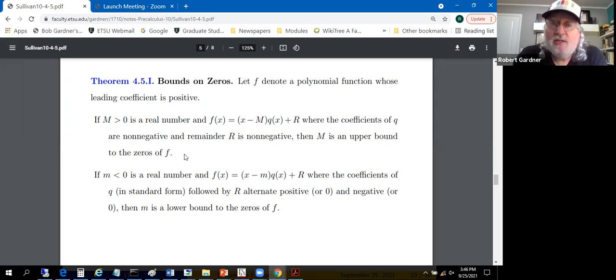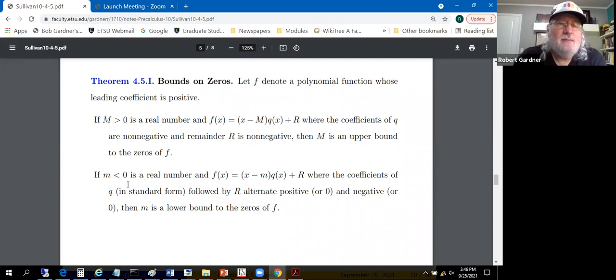So like I said, this works under certain circumstances, and that's the conditions. You do this division and you get the coefficients of q as needed and you get the remainder as needed. Upper bounds. Lower bound. Okay, it'll be a similar process. This one's just a little more clunky to describe.